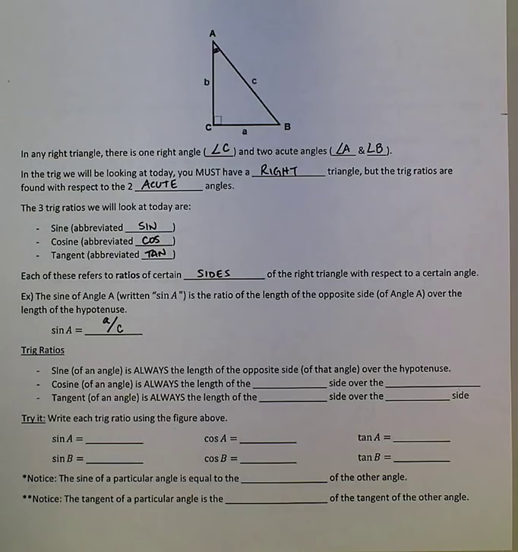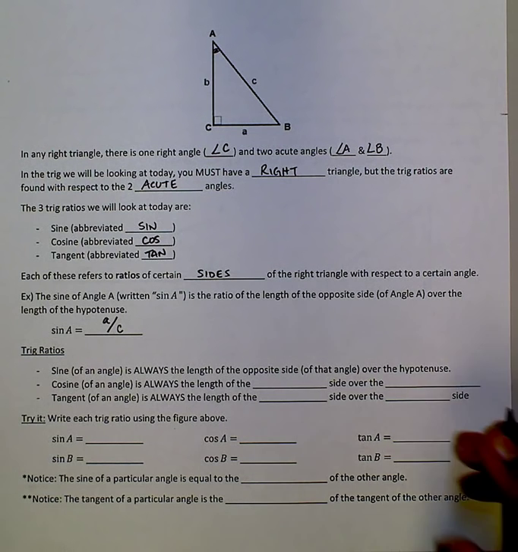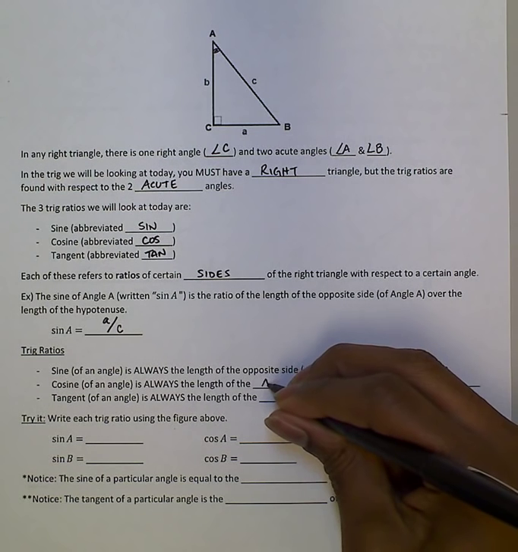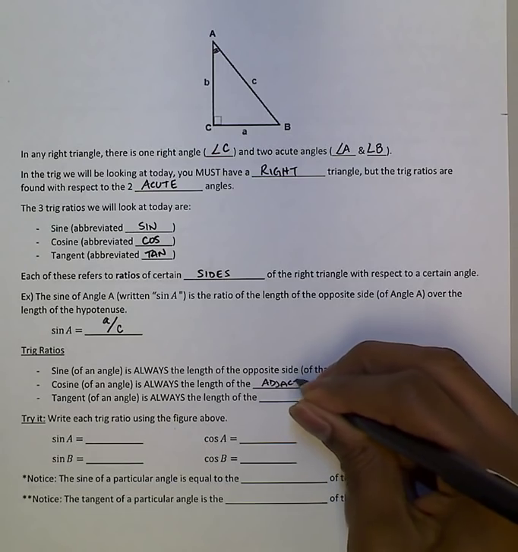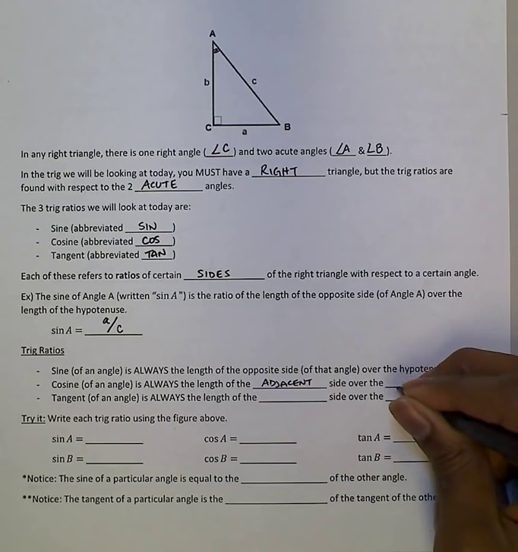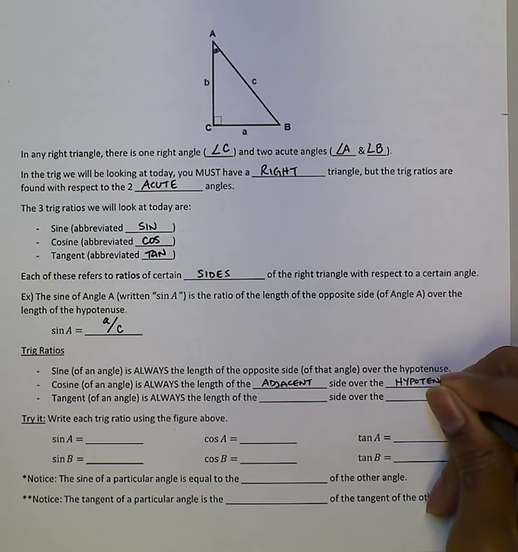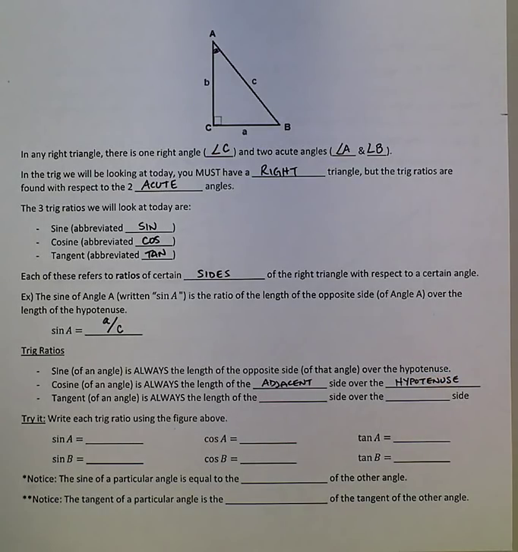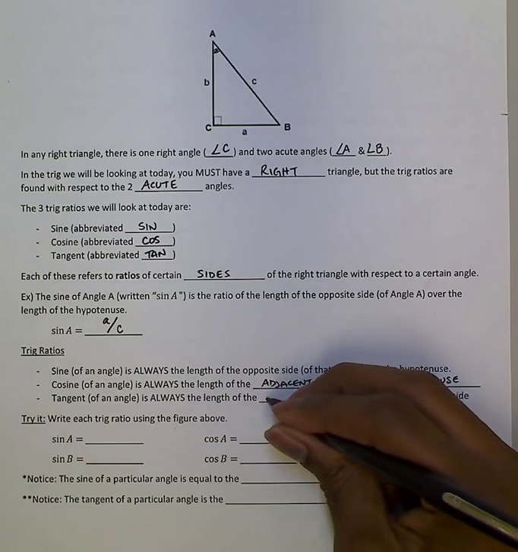Sine of an angle is always the length of the opposite side of that angle over the hypotenuse. Cosine is always the length of the adjacent side over the hypotenuse. And tangent is always the length of the opposite side over the adjacent side.